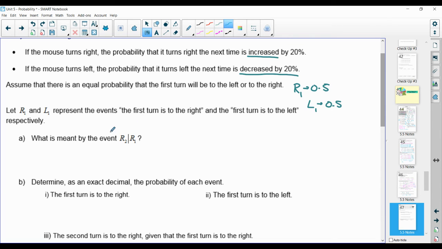All right, so the first question, it says to let R1 and L1 represent the events. The first turn is to the right and the first turn is to the left. The question said, what is meant by the event R2 given R1? Well, this means that the mouse turns right the second time, given that it turned right on the first try.